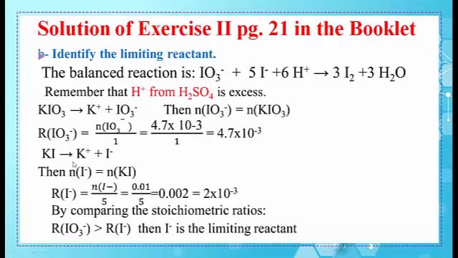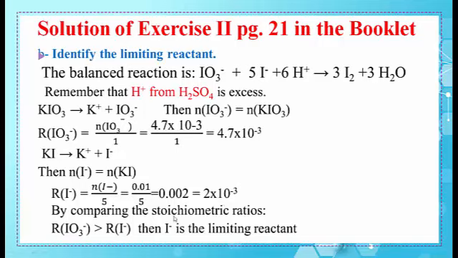Also, KI dissociates, giving K plus and I minus. Then, according to the stoichiometric ratio here, the number of moles of I minus is equal to the number of moles of KI over 1. And the ratio of I minus in this reaction is equal to the number of moles of I minus over its coefficient, which is 5, equals 0.01 over 5, equals 0.002, or equal to 2 times 10 exponent minus 3.